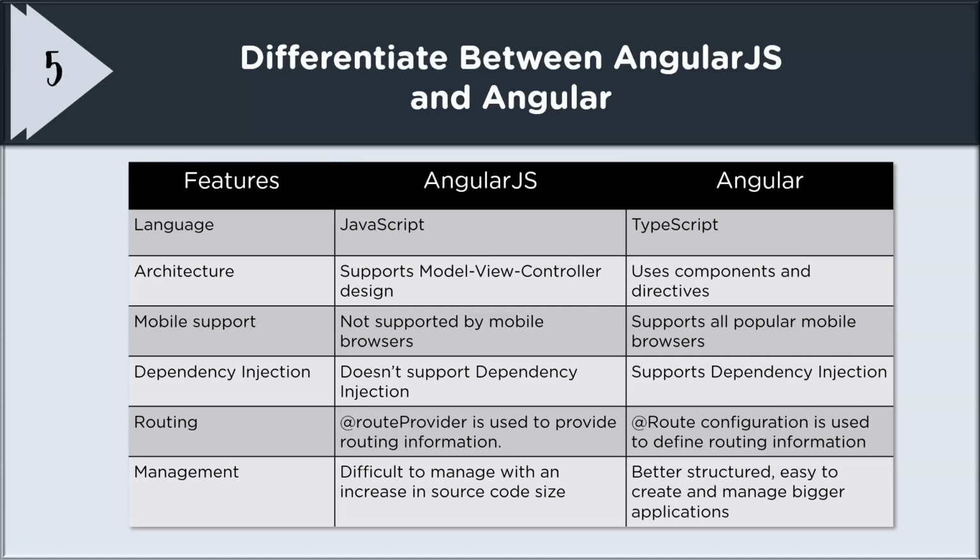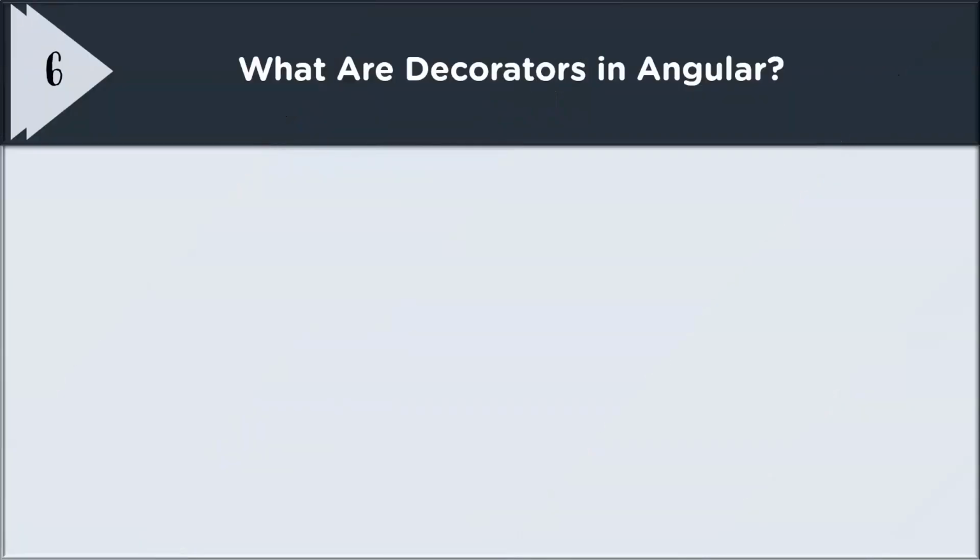AngularJS does not support dependency injection while Angular does. When it comes to routing, @route provider is used to provide routing information in the case of AngularJS, and in case of Angular, @route configuration is used to define routing information. When it comes to management, AngularJS is difficult to manage with an increase in source code size, while Angular is better structured, easy to create, and can manage bigger applications. Next up, what are decorators in Angular?